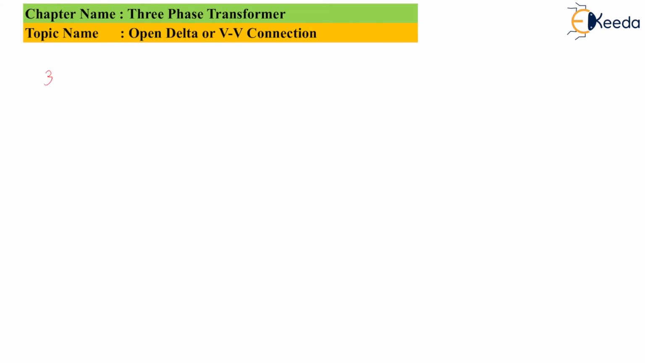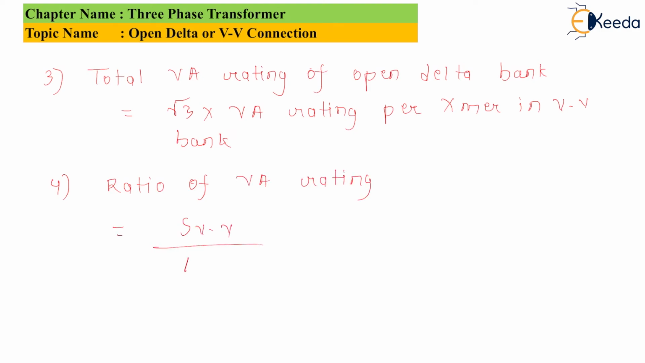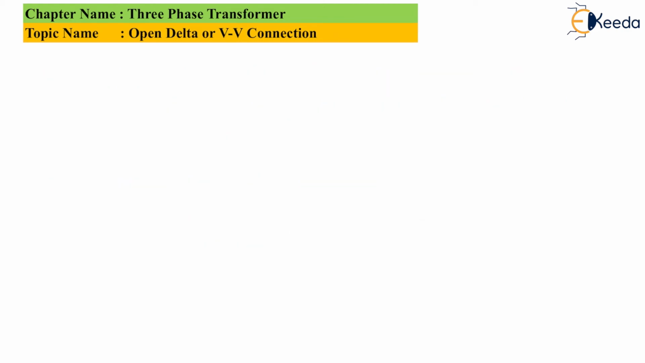The next thing which we studied was that the total VA rating of open delta bank is equal to root 3 multiplied by VA rating per transformer in the open delta bank. Also the ratio of VA ratings, which is equal to S open delta divided by S delta delta, is equal to 0.577, that is equal to 57.7%.